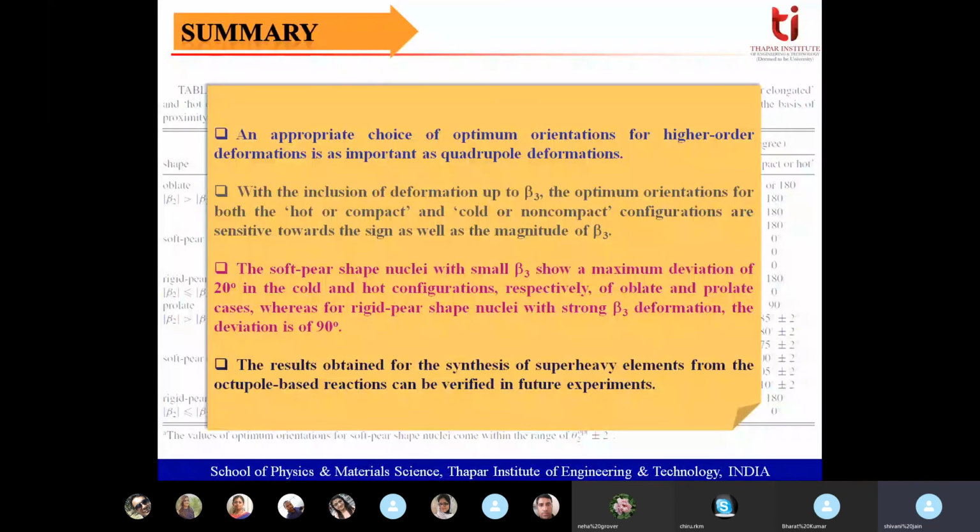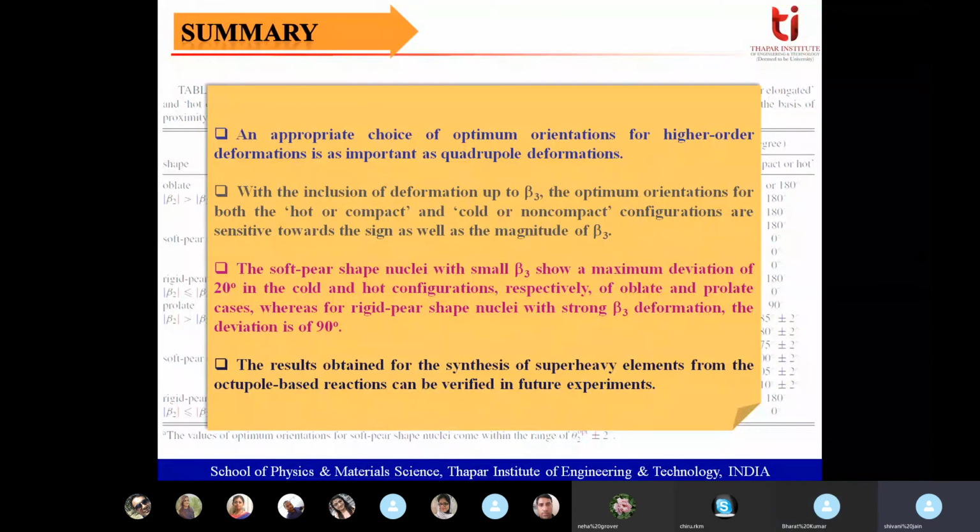So here I summarize my talk. The appropriate choice of optimum orientations for higher order deformation is as important as the quadrupole deformation. While we are considering deformation up to beta 3, the choice of optimum orientations for both the hot and cold configurations is sensitive to the sign as well as the magnitude of beta 3.